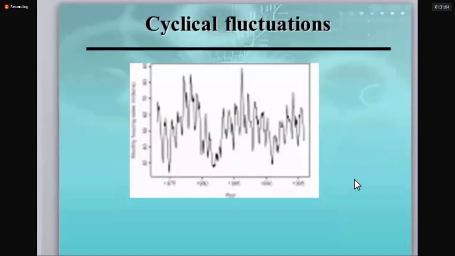In time series models, when we plot the data, sometimes some cyclical fluctuations are there. So it goes up and down, but in a cyclical form. So it says cyclical fluctuations.